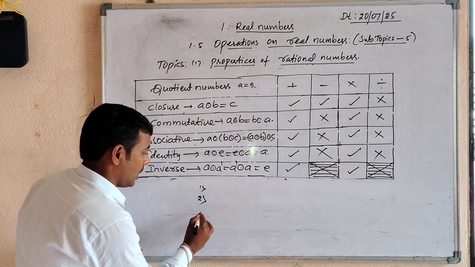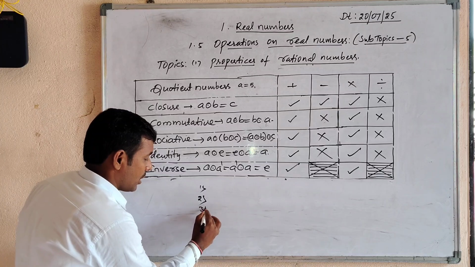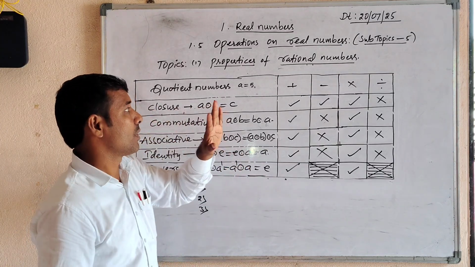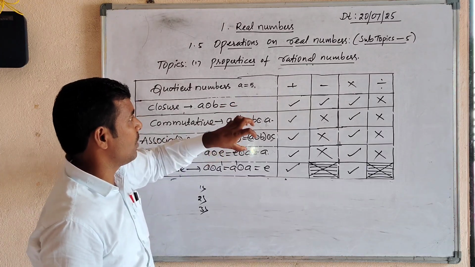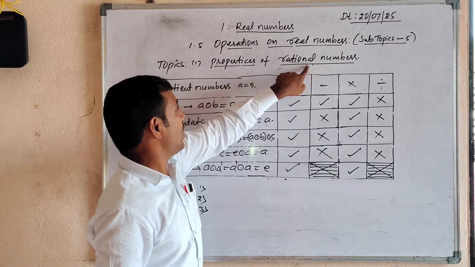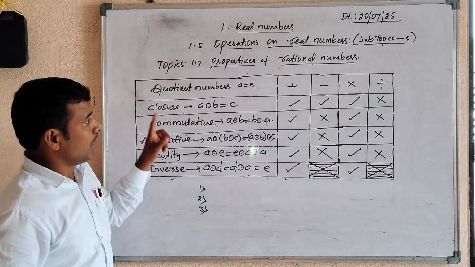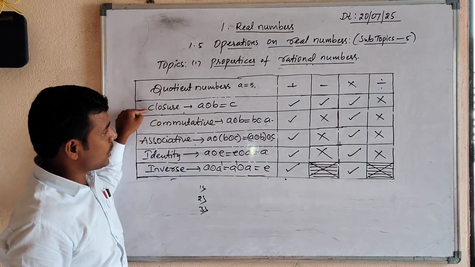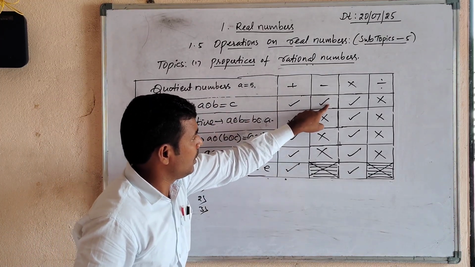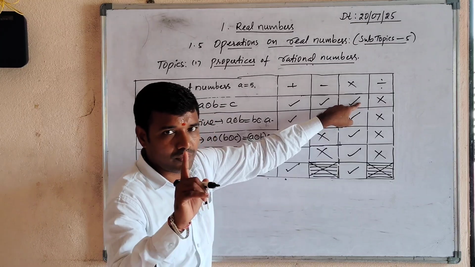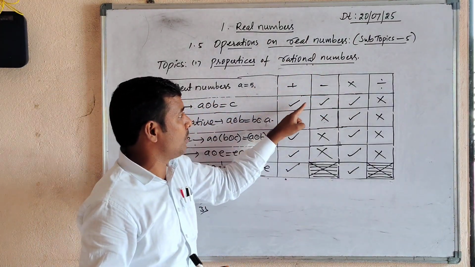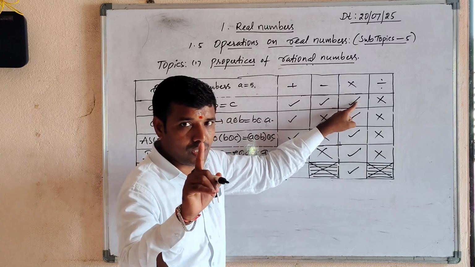This is, I want to say, second point. Now third point is a very important point. Please remember the final conclusion among this table. Rational numbers satisfy the closure property under addition, subtraction, multiplication only. Once again, rational numbers satisfy the closure property under addition, subtraction and multiplication only.